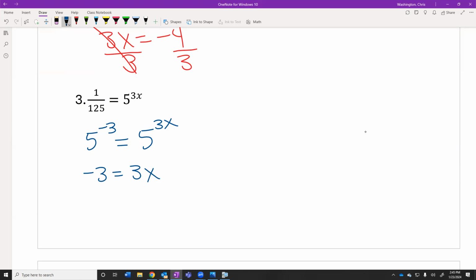We're going to get x by itself, so we're going to divide both sides by 3. Yet again. Third time today. 12th time for me today. -3 divided by 3 is -1.